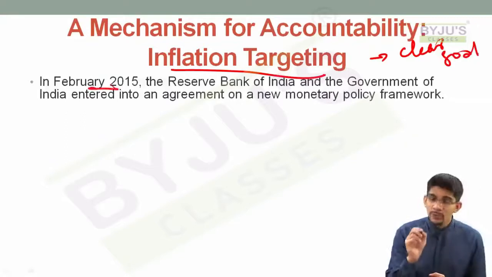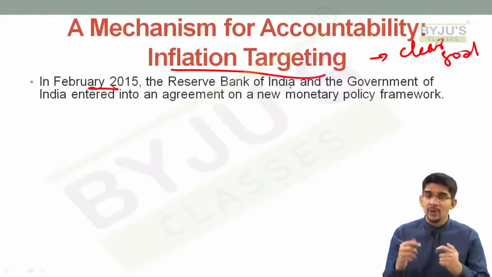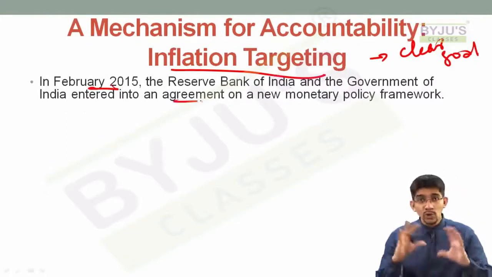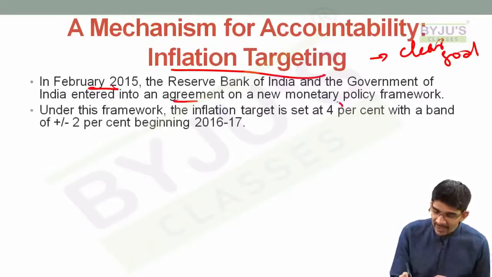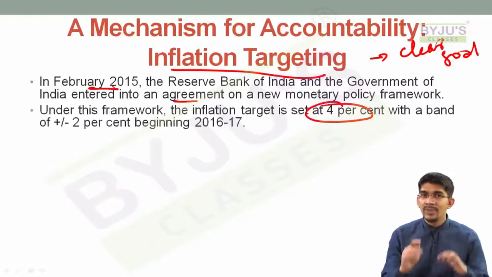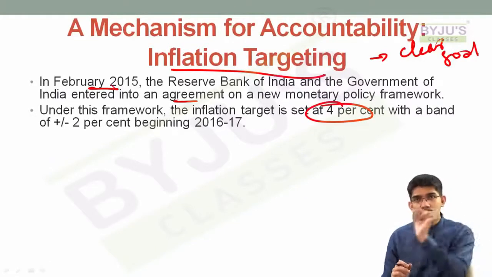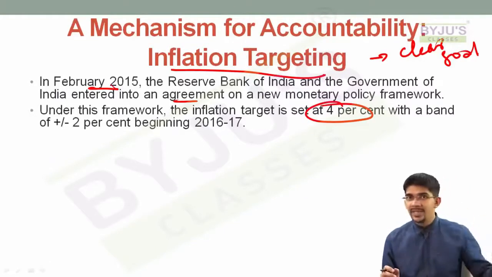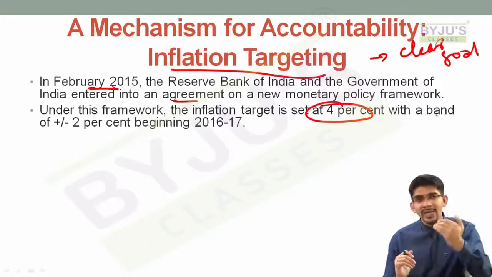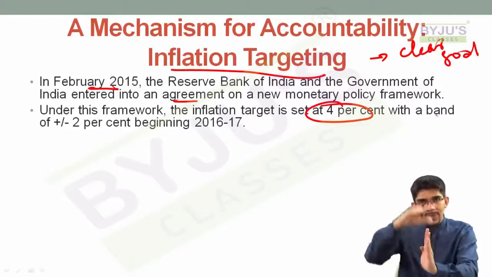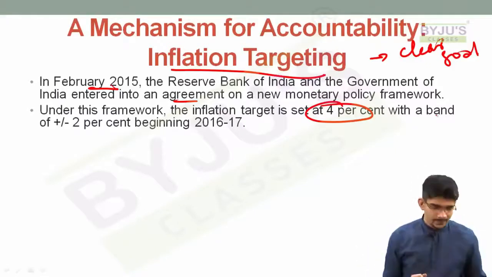So in February of 2015, the Reserve Bank of India and the government entered into an agreement on a new monetary policy framework. What this means is that the inflation target will be set at 4%. 4% will be the inflation target. RBI is supposed to achieve that. Government will decide the target. RBI has to achieve the target. There will be a band of flexibility of plus or minus 2%. 4% is the target. Plus or minus 2% is accepted.